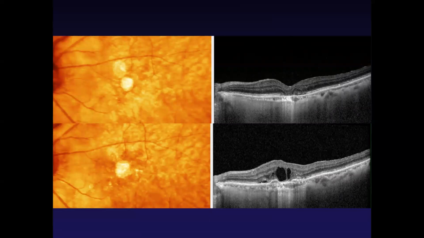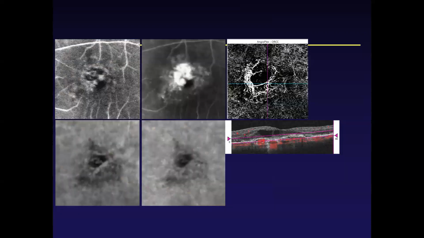I want to show you this other case, which is really interesting. This is an eye that has geographic atrophy that we've been following up for several years, and this year, earlier on, she suddenly developed neovascularization. As you can see, there is intraretinal cyst and there is an elevation of the RPE.